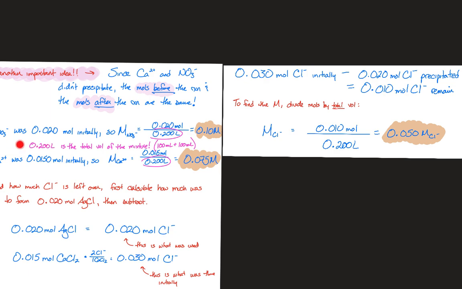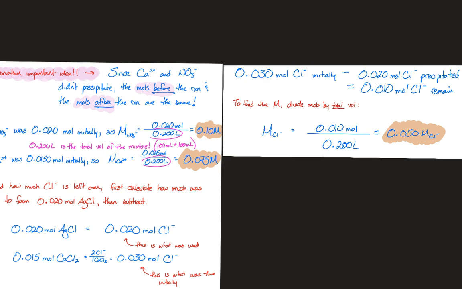So we get moles of NO3 from the moles of AgNO3. It's a 1-to-1, so we got 0.02 moles of NO3 initially. So we're doing 0.02 over the total volume, right? 200 milliliters, 100 plus 100. That gives us that concentration. And then for calcium, same idea. We have 0.015 moles of calcium chloride, and so it's 1-to-1 with the calcium. So 0.015 moles of calcium over 200 milliliters, 0.075 molar, right? So we don't have to worry about any of these precipitating because they're spectators. Spectators' moles before and after are the same.